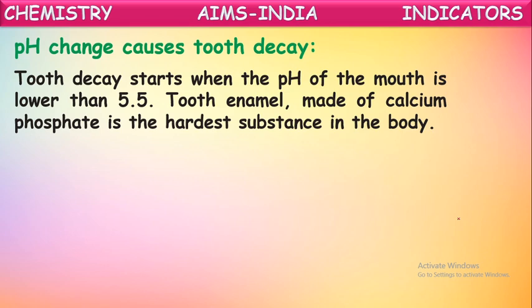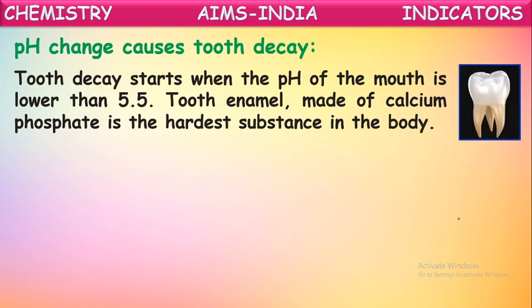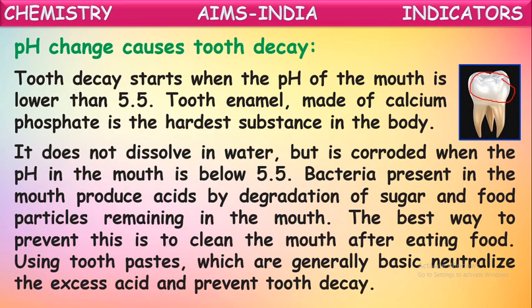Tooth enamel is made up of calcium phosphate, which is the hardest substance in the body. It can survive till the pH value is 5.5. If it is lower than 5.5, then this enamel may get damaged. It does not dissolve in water or food, but it is corroded when the pH in the mouth is below 5.5. Yes, if the pH value is below 5.5, then it starts getting decayed.